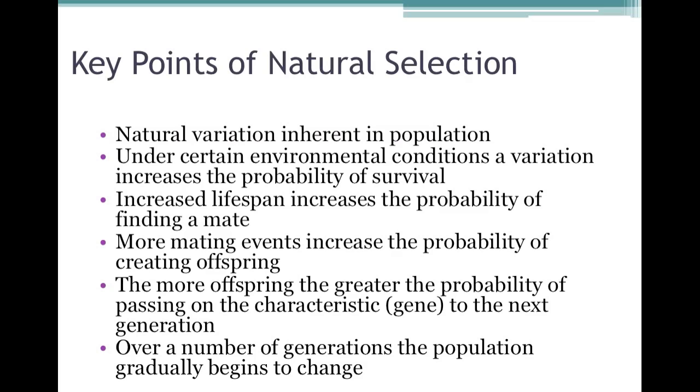With increased lifespan, there's an increased probability of finding a mate. And the more mating events that it engages in, there will be an increased probability of creating offspring. The more offspring, the greater the probability of passing on the characteristic to the next generation, and gradually over time, the population begins to change.